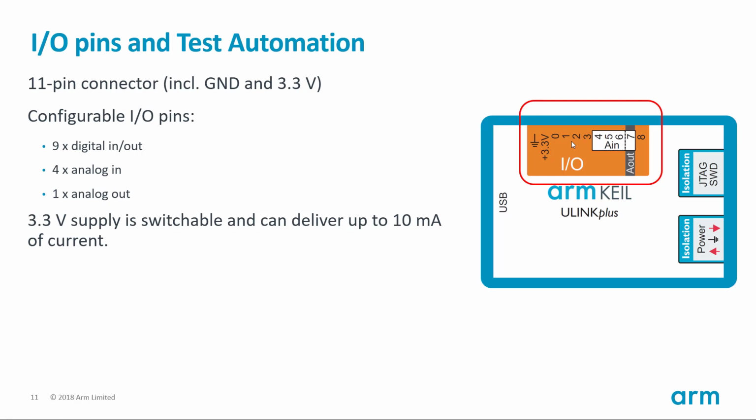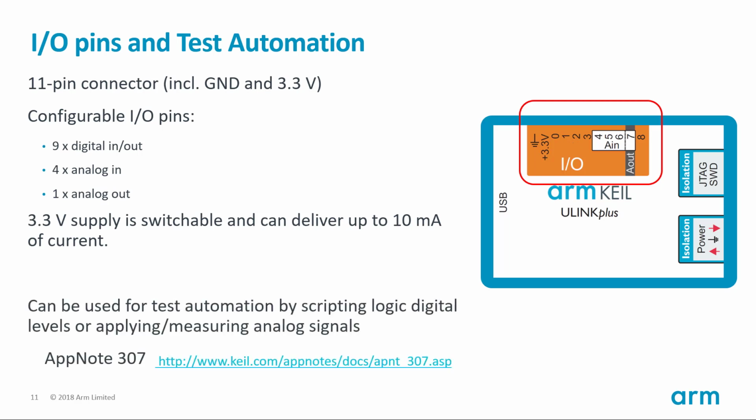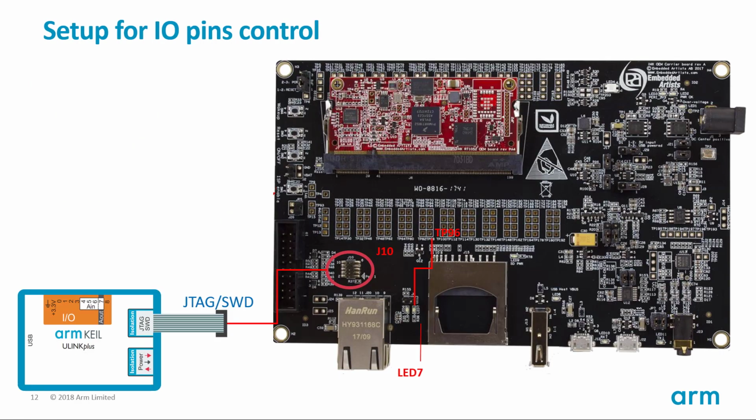As we will see next, these pins can be controlled and monitored directly from the Microvision IDE during debug, but even more benefits can be achieved using the scripting option and fully automating the system verification. Our application note 307 describes in detail how to use this feature with the scripts and command line interface. In my application, I have a very straightforward hardware setup for the I/O controls. We keep the JTAG connection as before, and I will use pin 0 as digital input to monitor the actual LED status, hence connecting it to the TP96 pin on the carrier board.